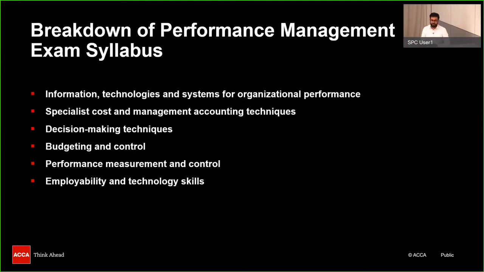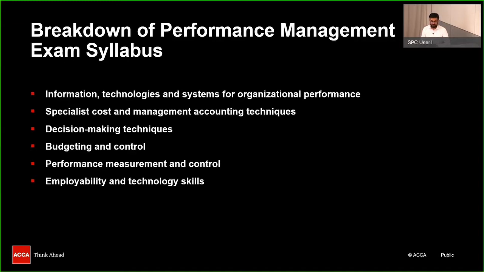Let's quickly look at the breakdown of performance management syllabus areas. The syllabus has been divided into 6 areas, and the last section that we have is employability and technology skills. This is not tested in the exam. This particular syllabus area is all about giving guidance to the students on how to use the Excel and word processing sheet while solving their questions in the exam.